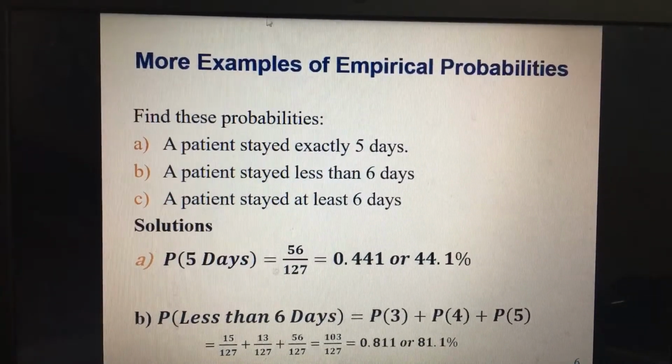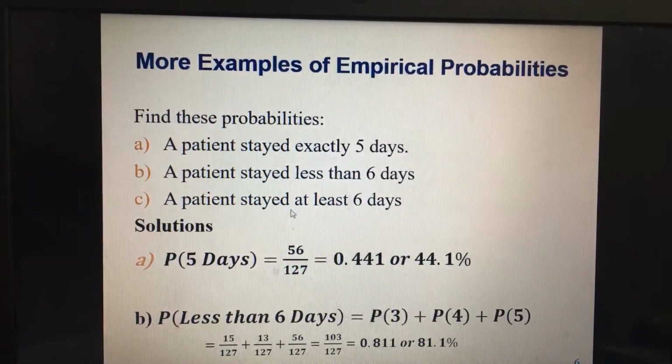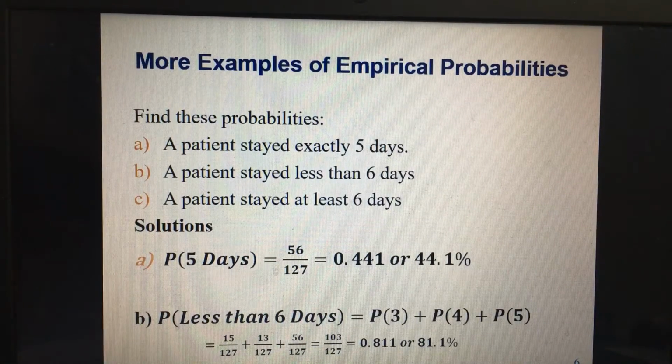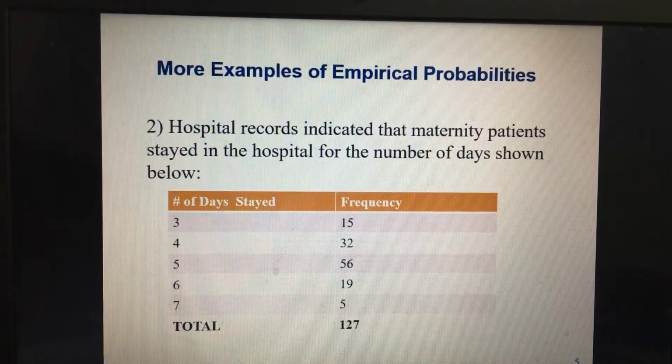The next one is that the patient stayed less than 6 days. Now, less than 6 days does not include 6 days. Let me show you on the table. So this is 6 days, right? So less than 6 days means those that stayed 5 days plus those that stayed 4 days and 3 days. It does not include those that stayed 6 days. It's those that stayed 3, 4, and 5 days.